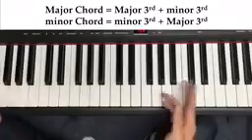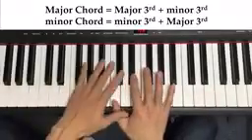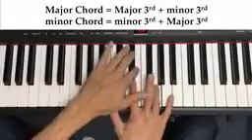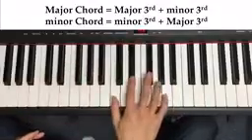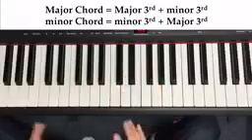To play a minor chord, it's the reverse. So you have a minor third, which has 2 notes, right? And a major third, which is 3 notes. Together, that is a C minor chord, because you have a minor third and a major third. With that knowledge, we can play different chords now.